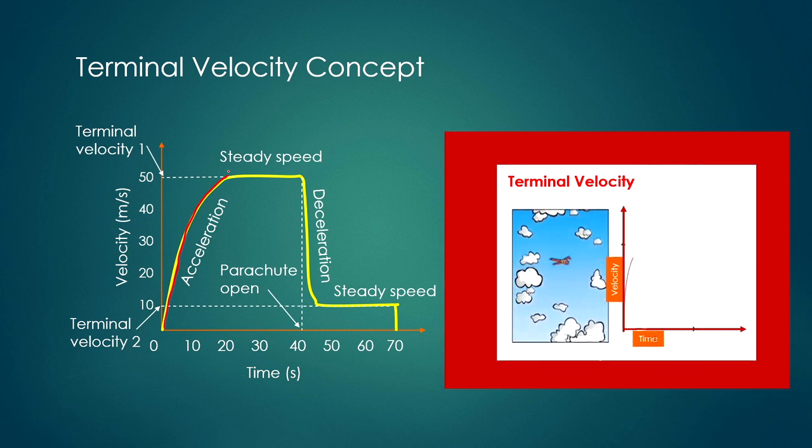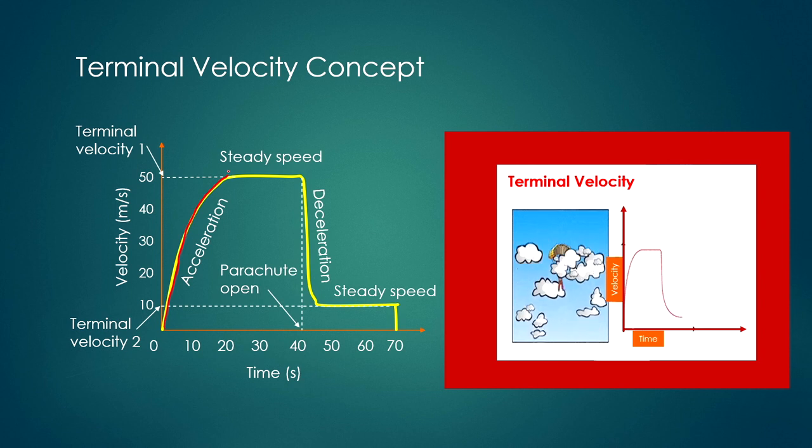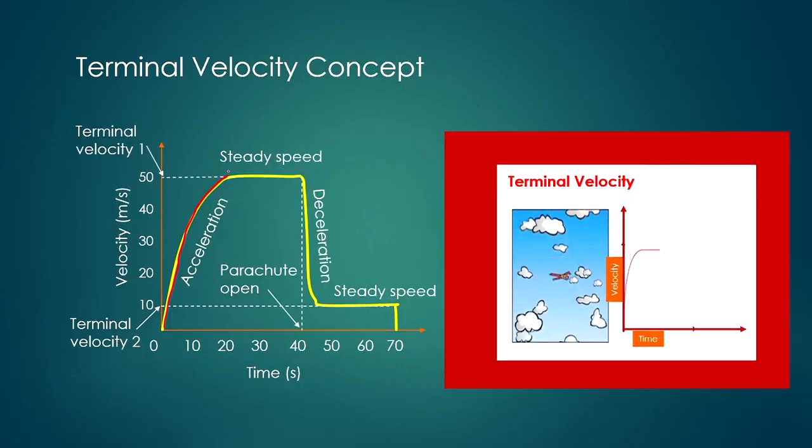That means velocity will increase with respect to time, and during that period there will be some drag force acting on his body, and due to that drag force the acceleration will start to reduce. And at a certain time he will gain a steady speed. That means at a constant velocity he will be falling downward. And that velocity will be called terminal velocity one.